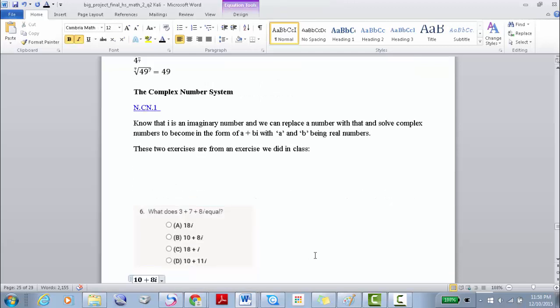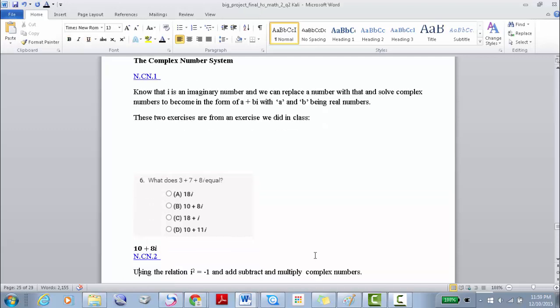So this is the first question. The question is 3 plus 7 plus 8i, and it asks for the answer. This is a pretty simple question, but I thought that it works the same way with the other questions as well, so I took it. Basically, we add 3 and 7, and it will be 10, and then we take 8i and we put the same value because it doesn't add with anything because it has i in it.